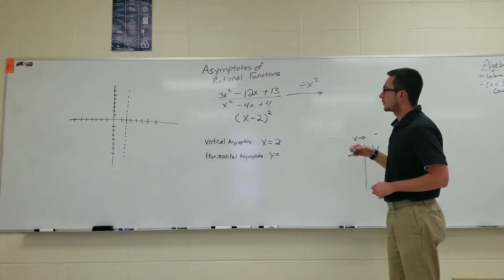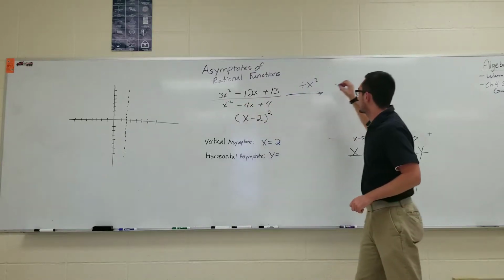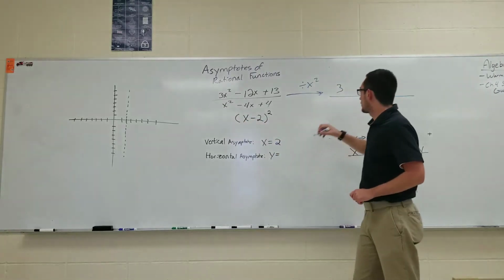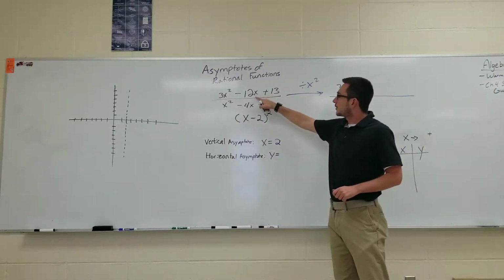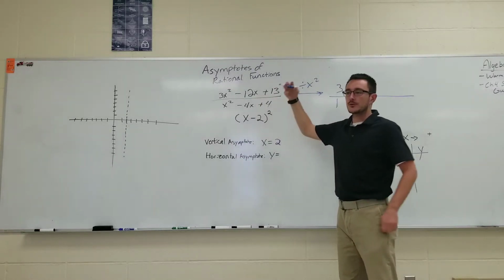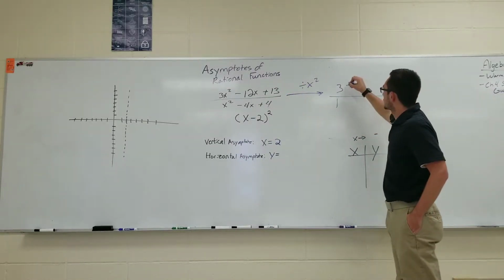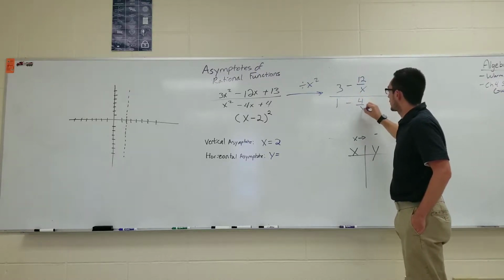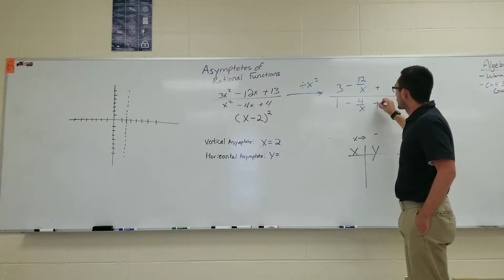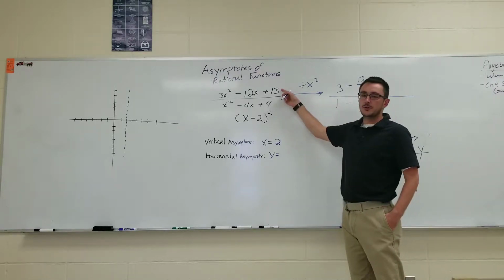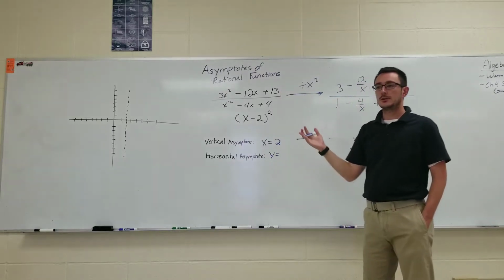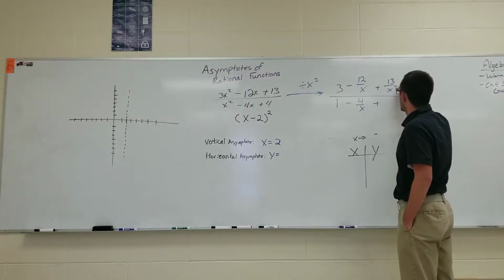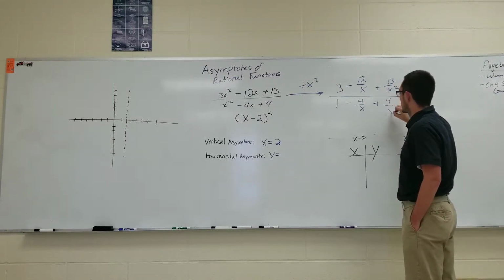What that's going to leave us with is, once we divide this, just 3 on top. Once we divide the first term on bottom, we're going to have just 1. Both of these middle terms only start with a single x, so they're going to be over x once we divide: minus 12 over x, minus 4 over x. And then the last term in each doesn't start with an x at all, so we're going to have x squared on bottom once we divide: 13 over x squared, 4 over x squared.